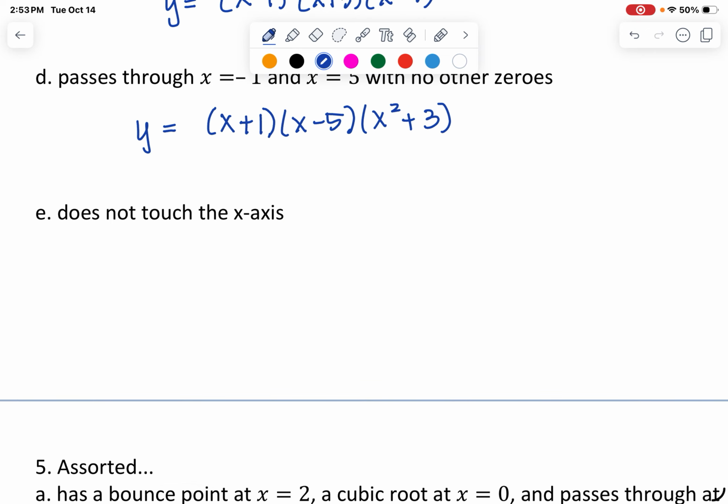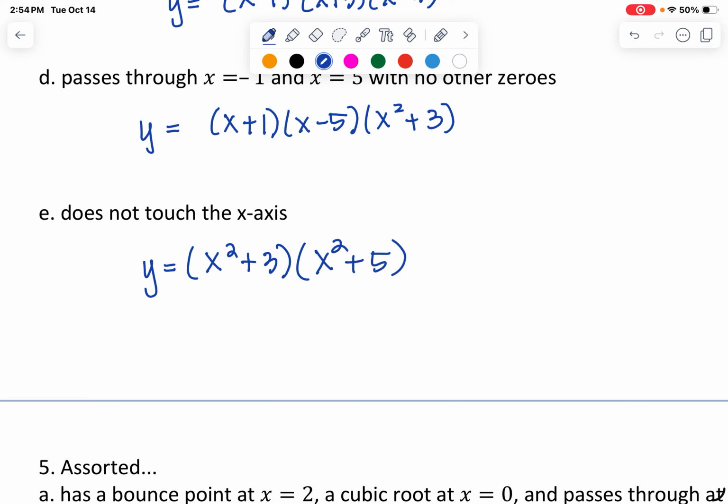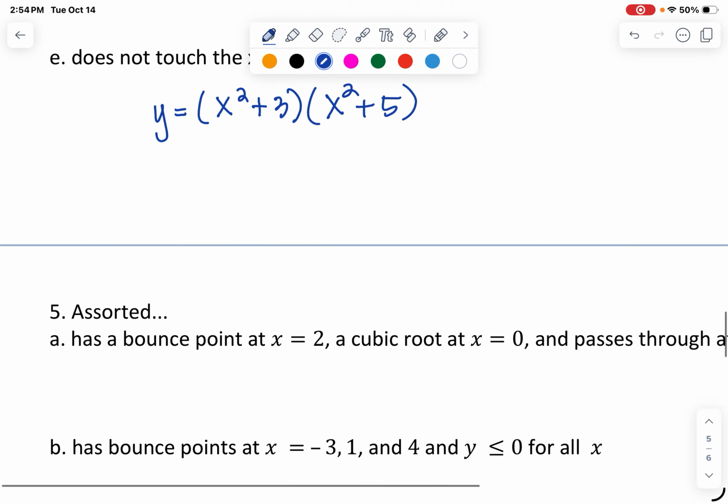Okay, does not touch the x-axis. So the other one we did was cubic, and we talked about this already. This is quartic, so I'm going to have imaginary zeros, right? There's 2 imaginary zeros, and then I need another 2 imaginary zeros. So I'll do x squared plus 5. Okay, so that's 4 imaginary zeros, not touching the x-axis.